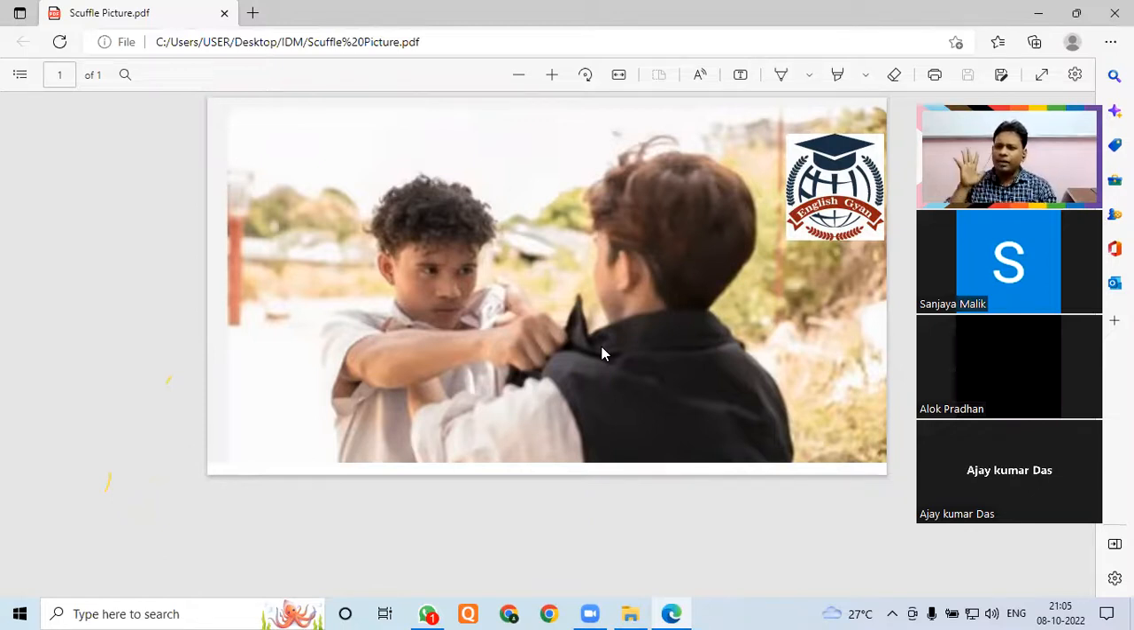But here, what exactly happens? Somebody is pushing others and others are also reacting. Suppose I am going to push Sanjay sir. Obviously, Sanjay sir is going to react because every action has an equal and opposite reaction. So as a man, you have to react. And this is called scuffle, not fight.